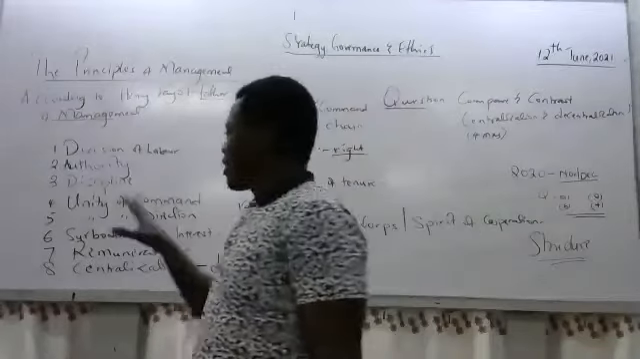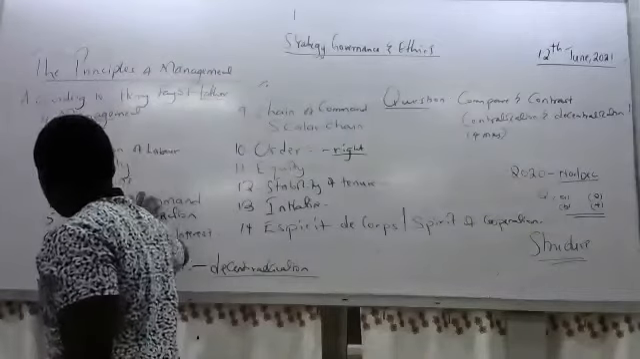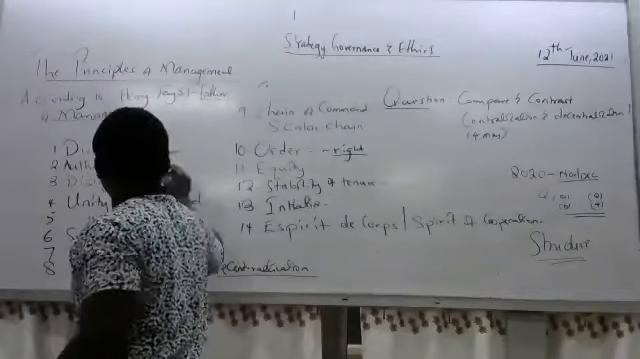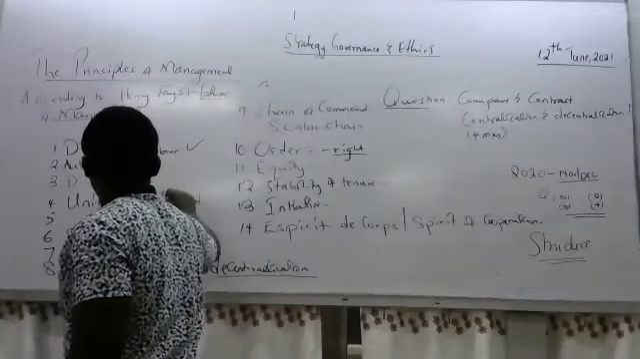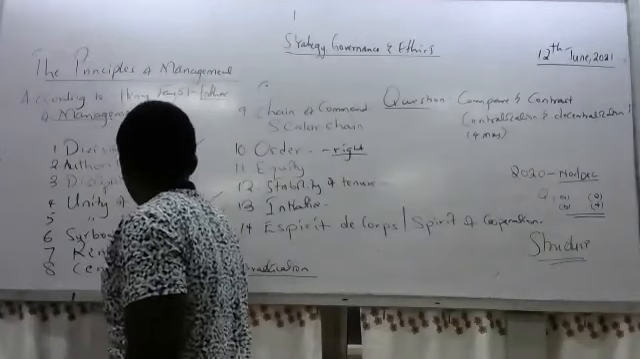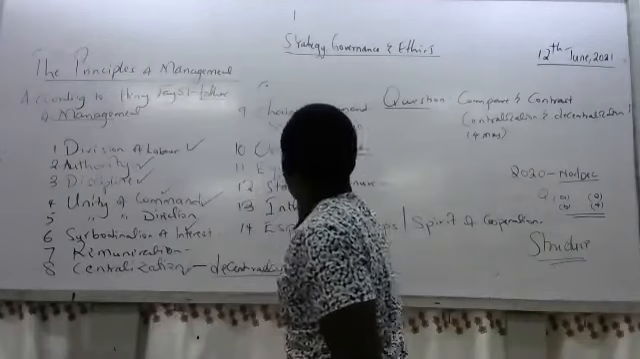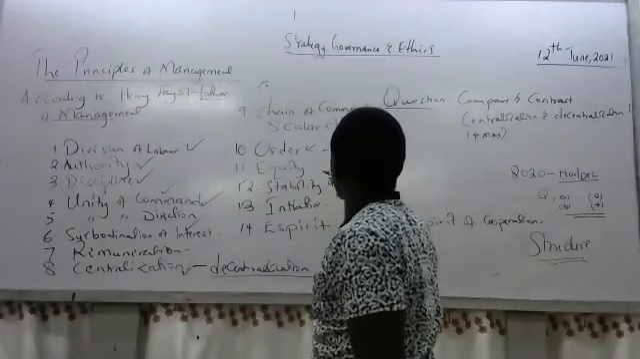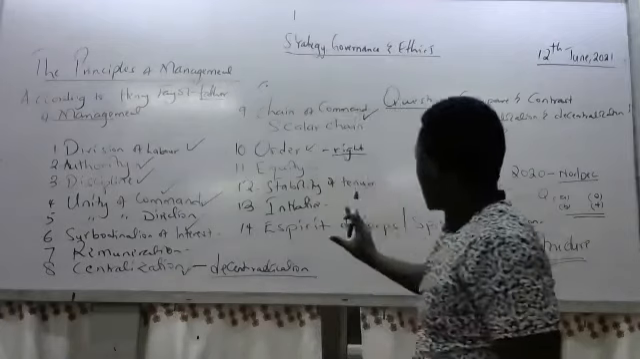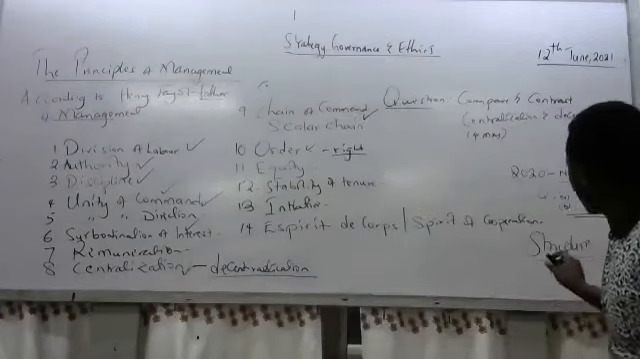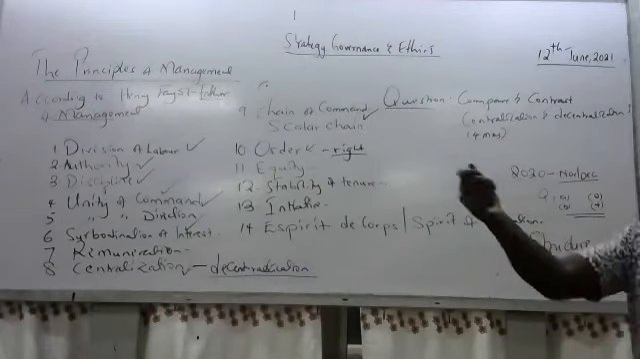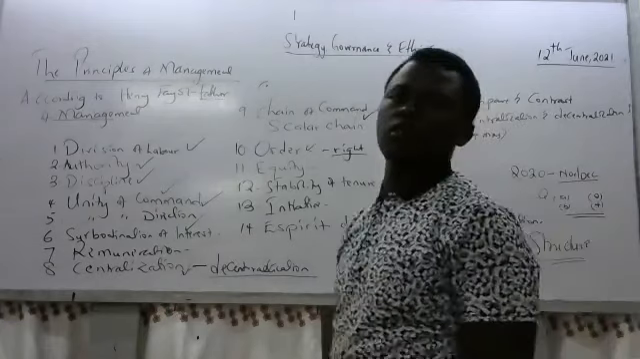Centralization. So there are certain major principles here that you can be able to see. Division of labor, authority, discipline, unity of command, direction, subordination of interest, centralization, order, chain of command, ISO. Those are the major elements that must be there for an organizational structure to function.